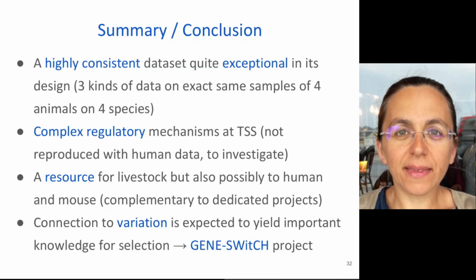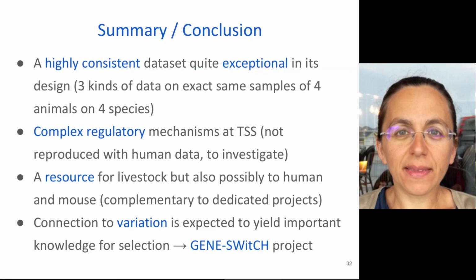We have seen complex regulatory mechanisms at TSS that you cannot reproduce with human data. But as human and mouse data get bigger, we can maybe find, though it's quite difficult, tissues where we have ATAC-seq and RNA-seq in different bioreplicates, so we can look. So this work represents an important resource for livestock, but also possibly for human and mouse, complementary to the data generated in this species, and everything, of course, is freely available and deposited in all possible banks where you can find it.